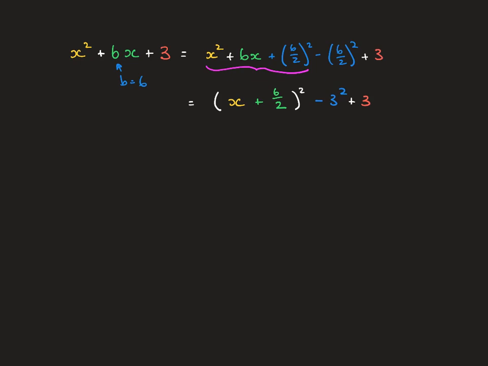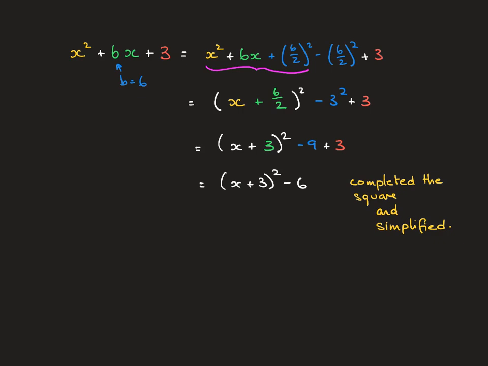So we're just going to tidy up the end bit now. So we'll tidy that up by writing the 6 on 2 as a 3 and the 3 squared as a 9. And then we can do 9 plus 3 to give us x plus 3 all squared minus 6. Square completed. So this is completed the square form. So now we've completed the square.